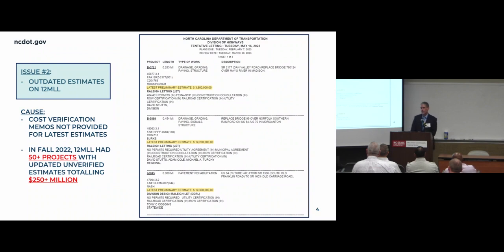Last fall, I checked the let list, and we had over 50 projects with more recent unverified estimates, and those 50 projects added up to more than $250 million in additional cost from what we were showing on the let list. So you can see it can really add up, and it's just a reminder that you need to send those memos out anytime that you get updated cost estimates. And this page from the let list, by the way, I'm not calling out these 3 projects as being a problem. These are just samples of where the estimate is shown on the let list.